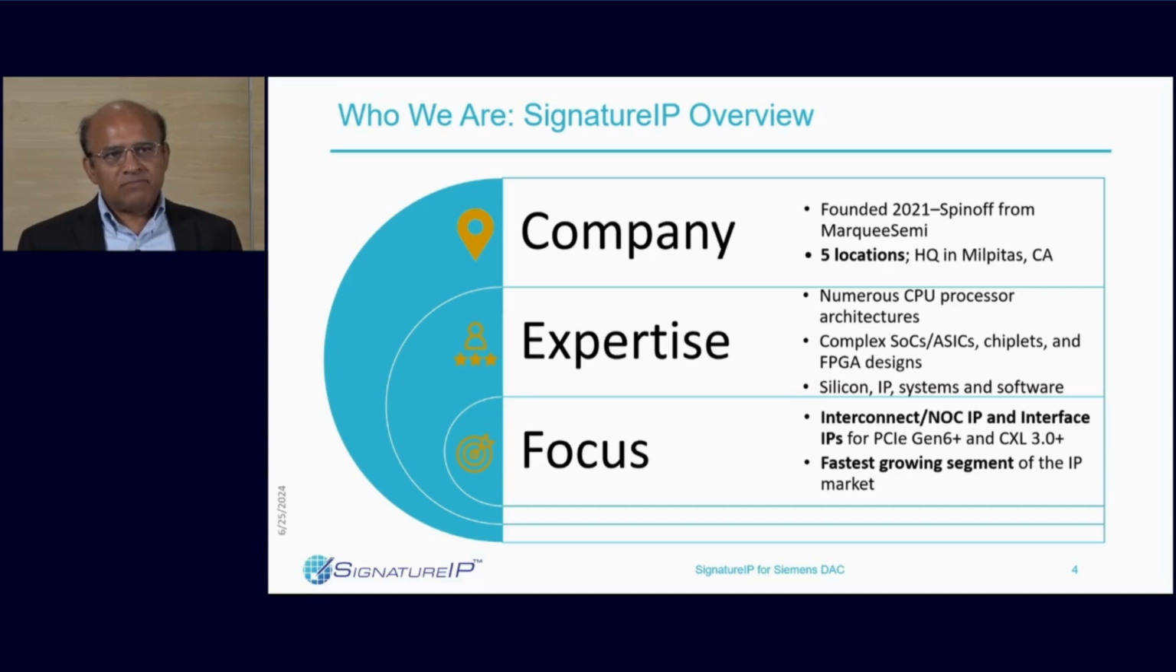So just to give you a glimpse of who we are, who Signature IP is. The company got founded in 2021. It's a spin-off of Marquee Semiconductor. It's a spec to silicon design service company. And right now the company has got 5 locations. So Signature IP is a global company, and the expertise at Signature IP is significant.